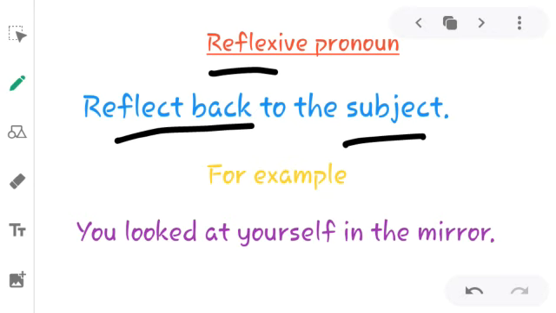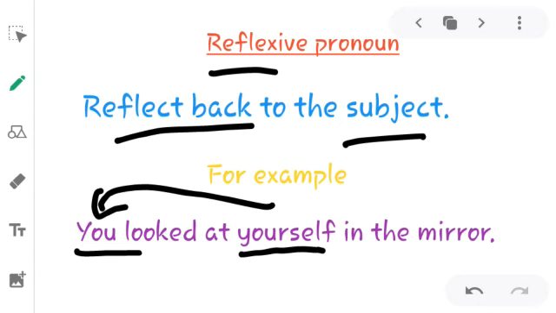If my subject is we, then we will use ourselves as a reflexive pronoun. If our subject is you, then we will use yourself. If our subject is he, she, female or male, we will use himself, herself, or themselves for they. So in the example you can see you is the subject of the sentence, so you looked at yourself, so yourself is basically reflecting the subject you in the mirror.